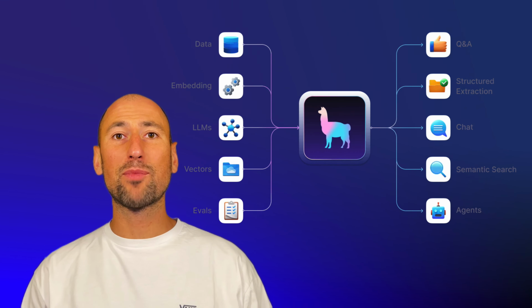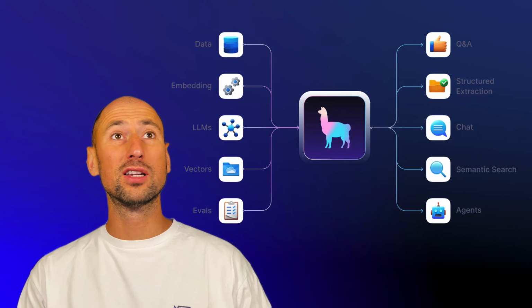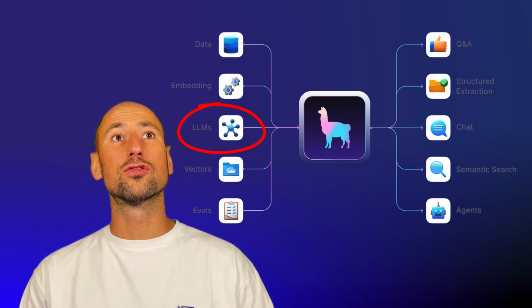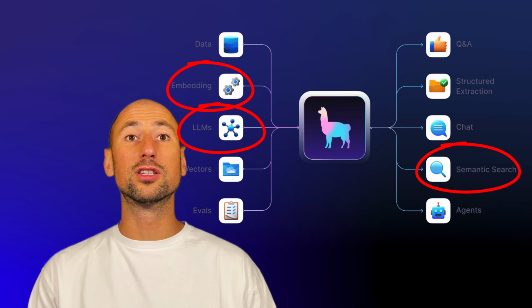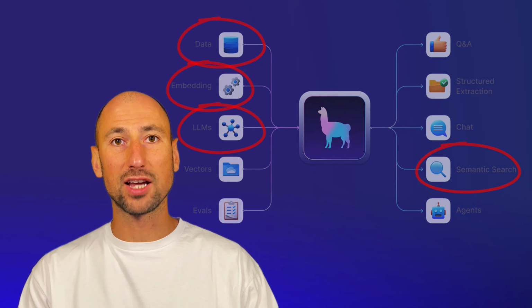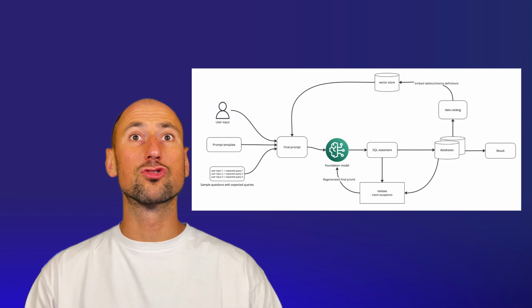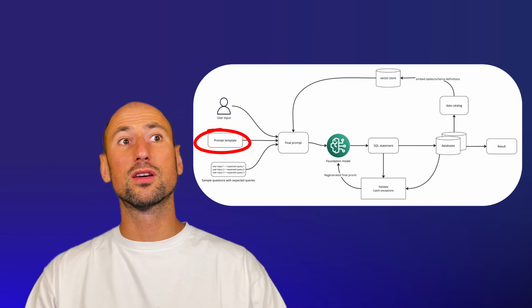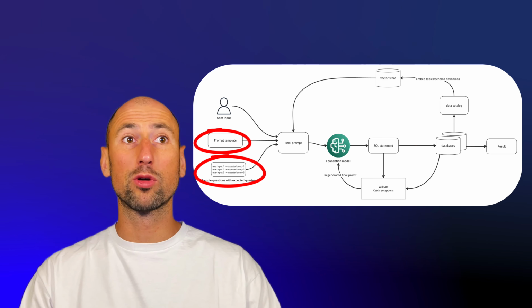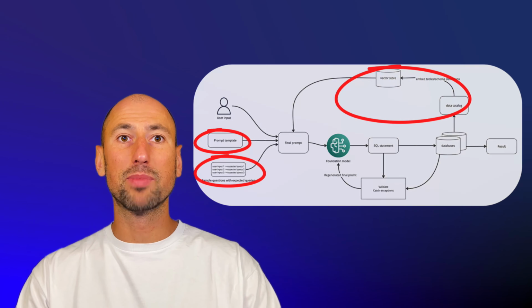Today we're using LlamaIndex to query a structured data source, making use of different LLMs, LlamaIndex embedding capabilities, semantic search, and of course the ability to query structured data. Conceptually, we're going to be making use of the architecture that I called base plus reg in my previous video. Pieces of the puzzle are the prompt template, the sample questions with expected queries for future prompting, and then metadata from the database. With that being said, let's get started.